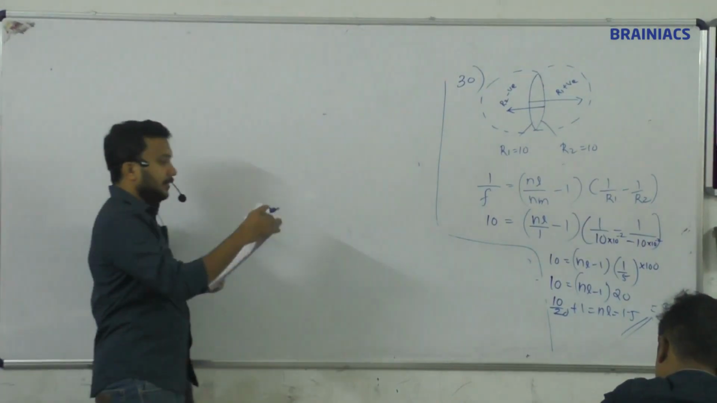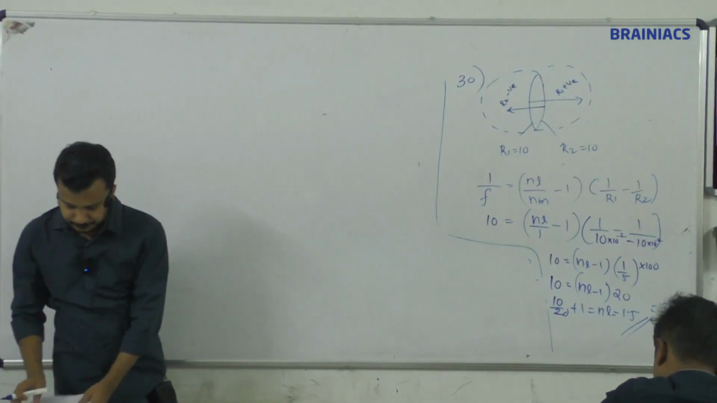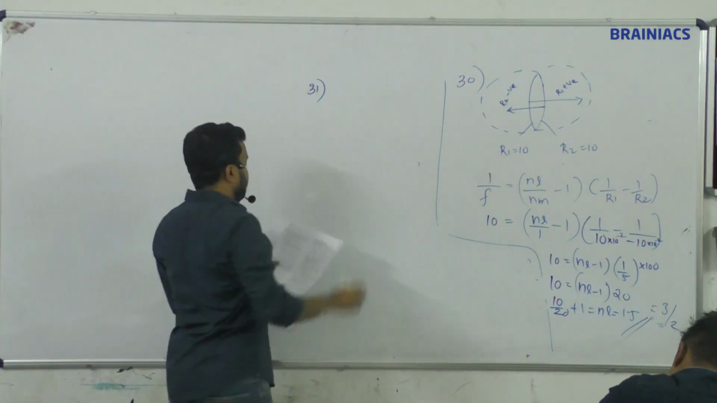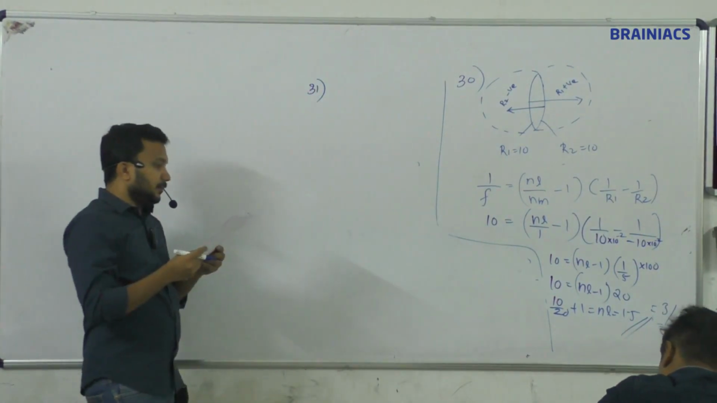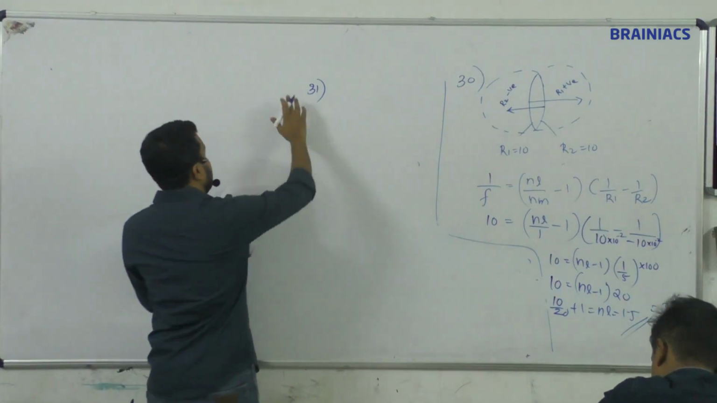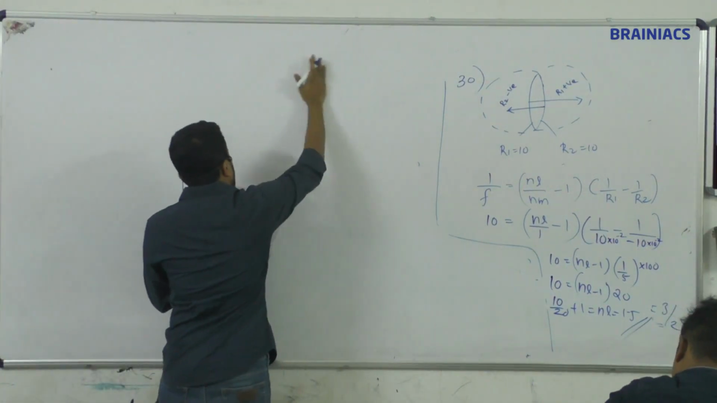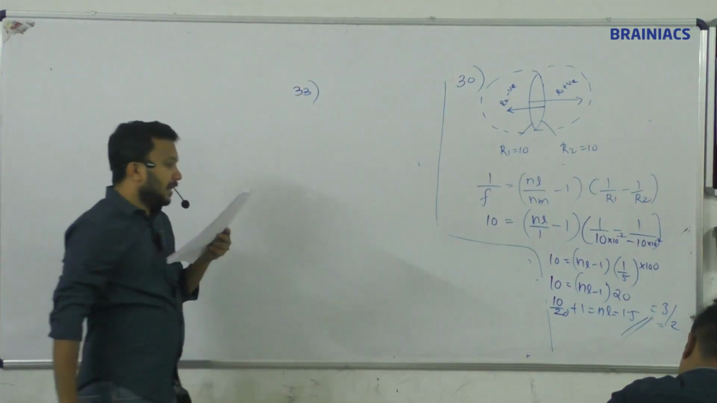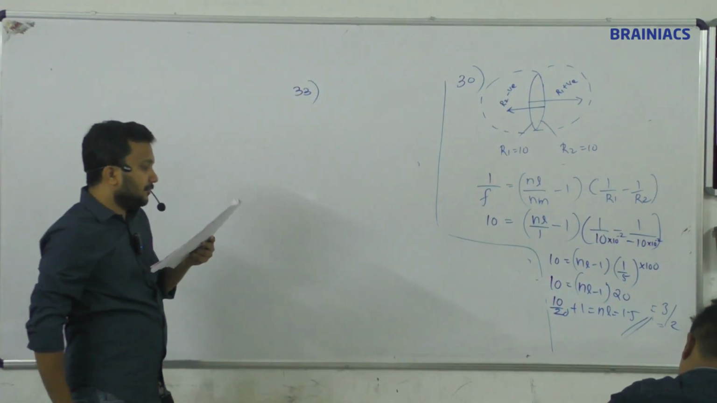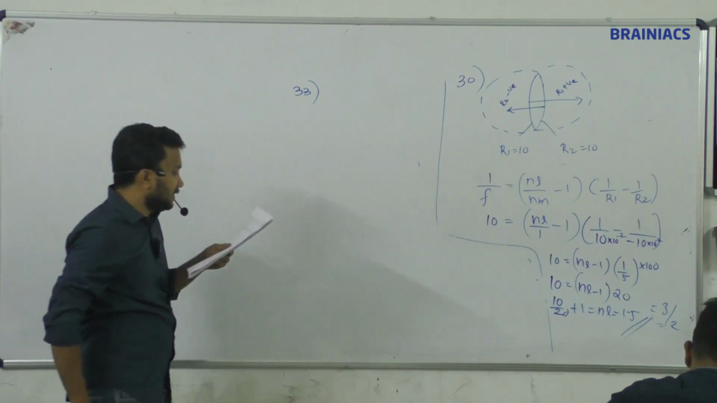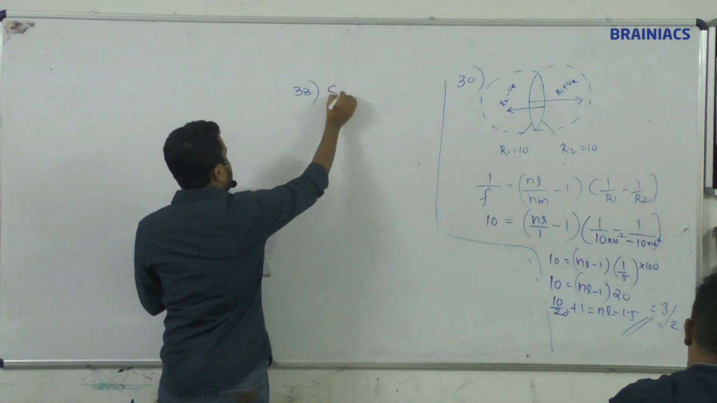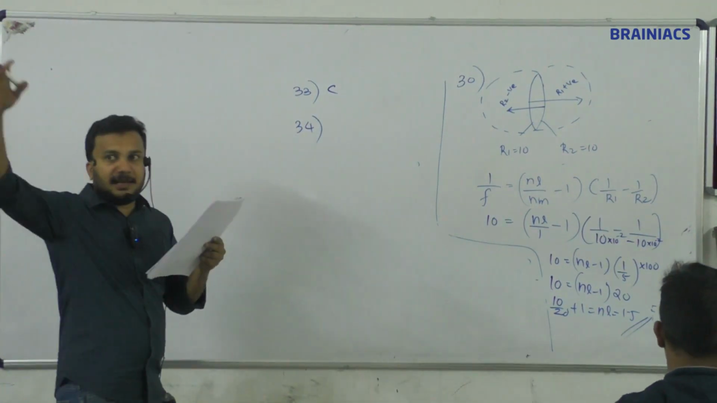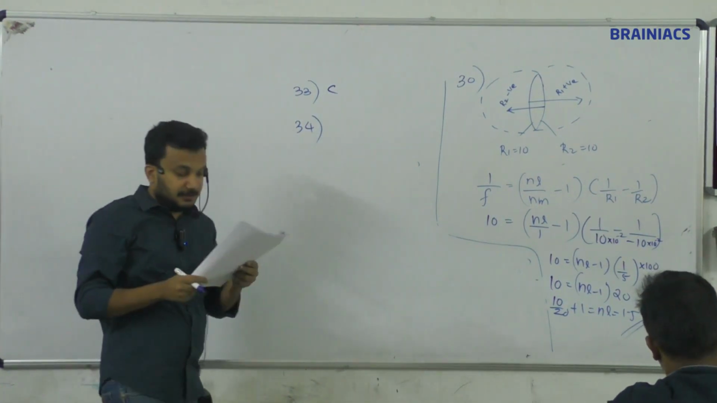Move to 31. 31 is microscope, so we'll skip 31 and 32 for now. You can circle it. We'll go to 33. The graph between angle of deviation and angle of emergence for a triangular prism is represented approximately by option C. The correct option is slanting towards the right. I told you in the class, right?